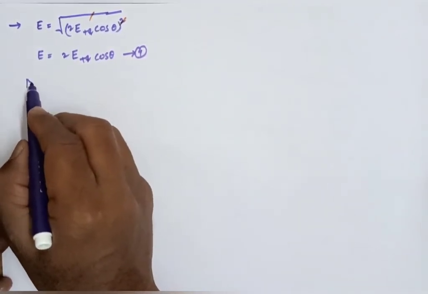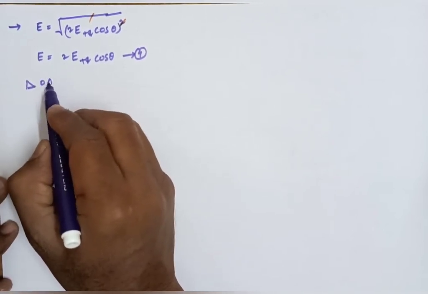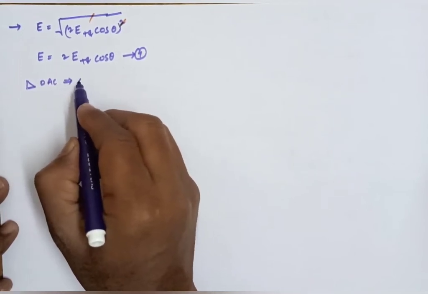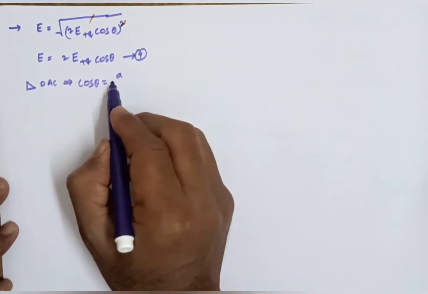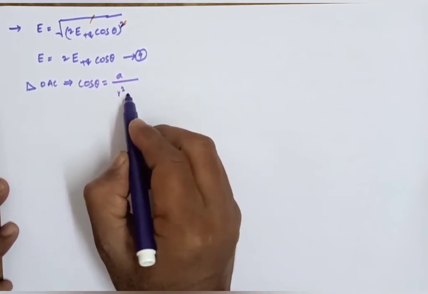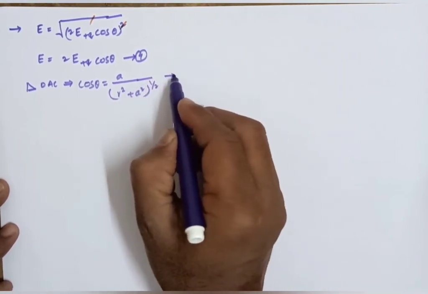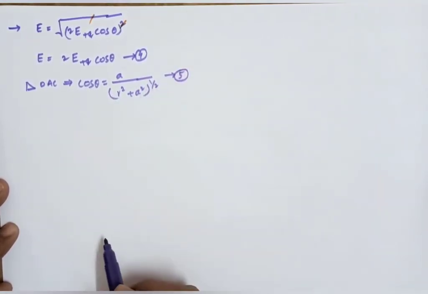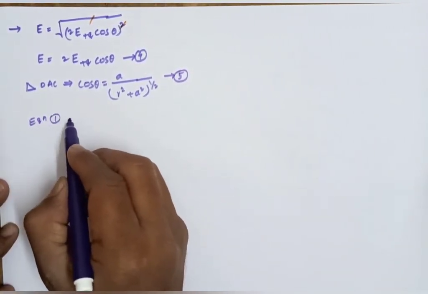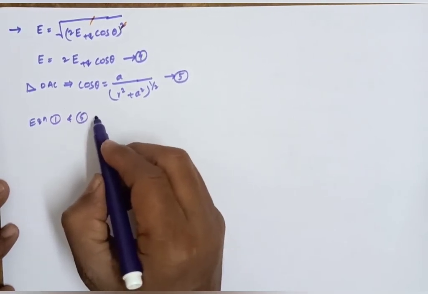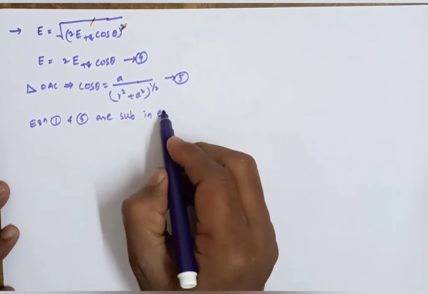So from triangle OAC, cos theta equals adjacent side a by hypotenuse, (r square plus a square) power of 1 by 2. Okay, this is equation number 5. Equation number 1 and 5 are substituted in equation number 4.